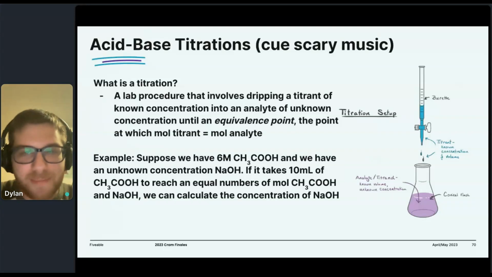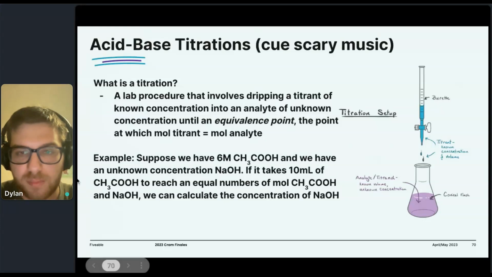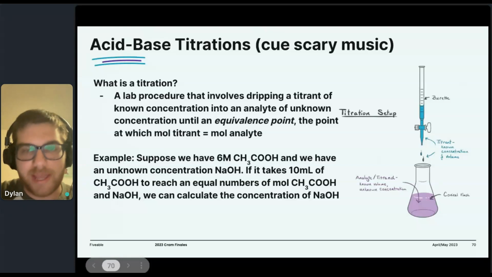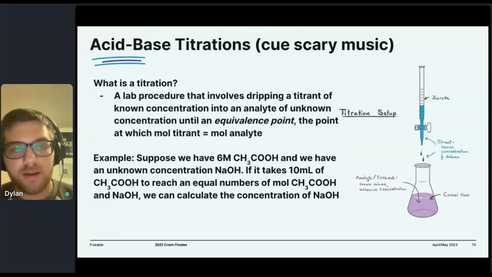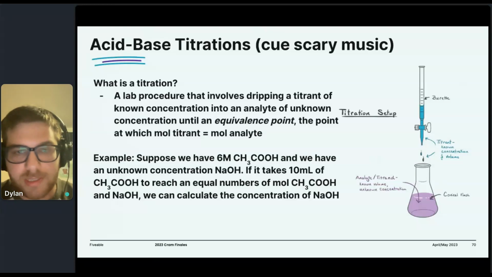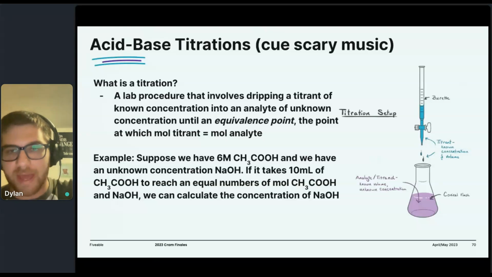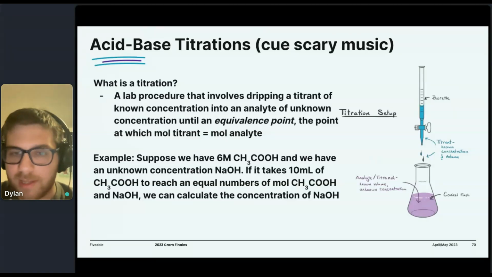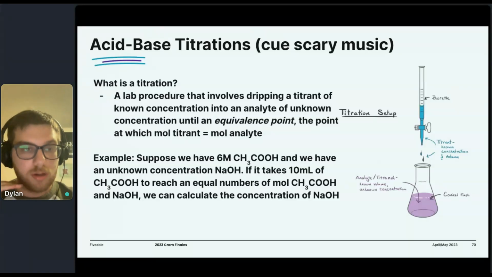A titration is just a lab procedure, right? You might have done it in your AP chemistry class, that involves dripping a titrant of known concentration from a burette into an analyte, sometimes called a titrand, of unknown concentration until you reach an equivalence point. And the equivalence point, and this is important, for a titration is the point at which the moles of titrant that you've added to the solution equals the moles of analyte or titrand that you had in the flask to begin with, right? So the equation balances out perfectly. You reach the point where you've stoichiometrically balanced it.